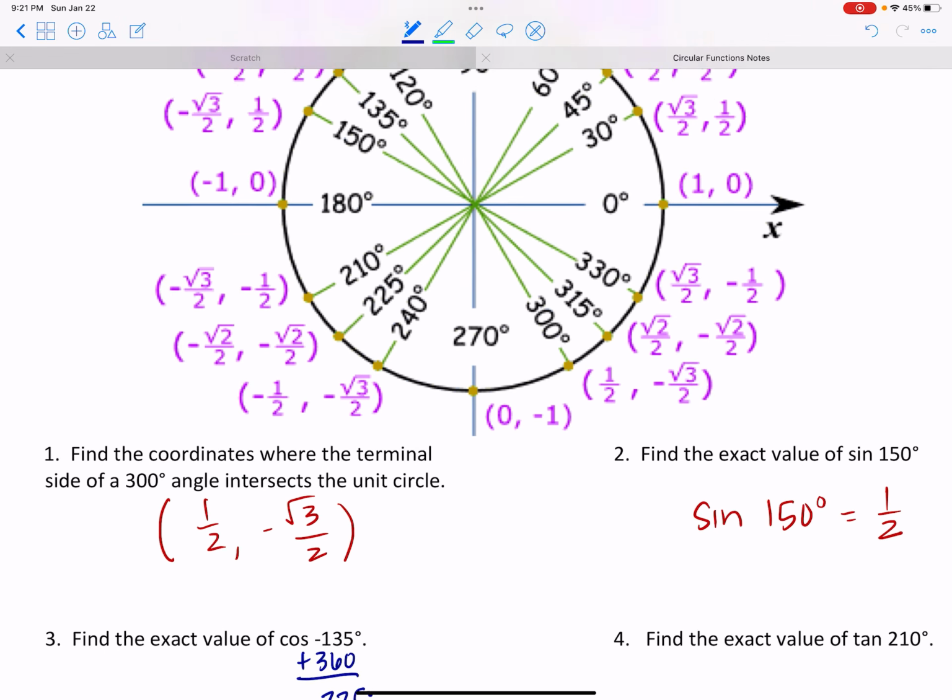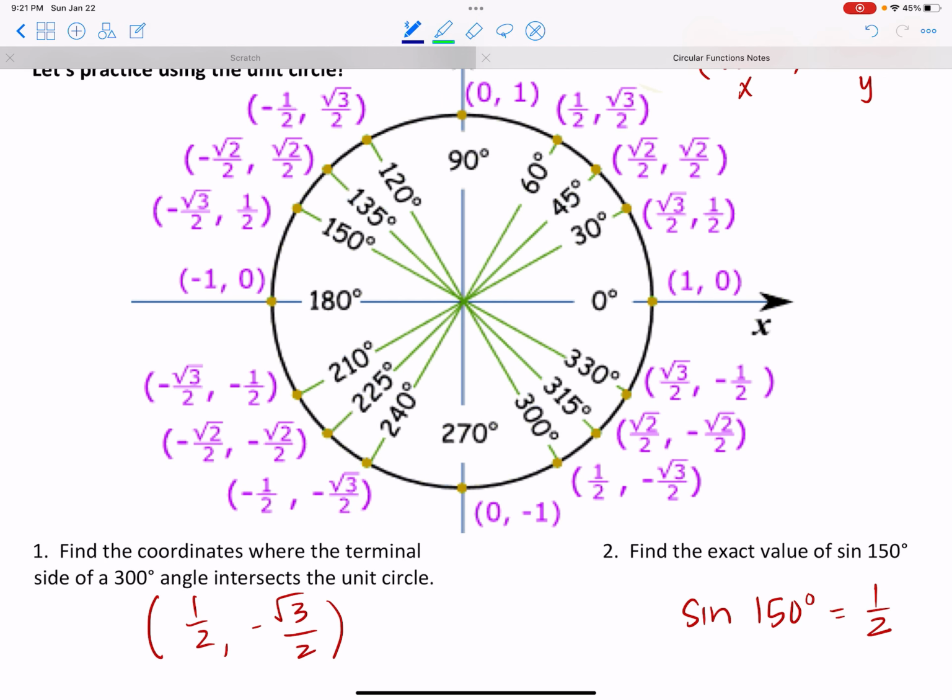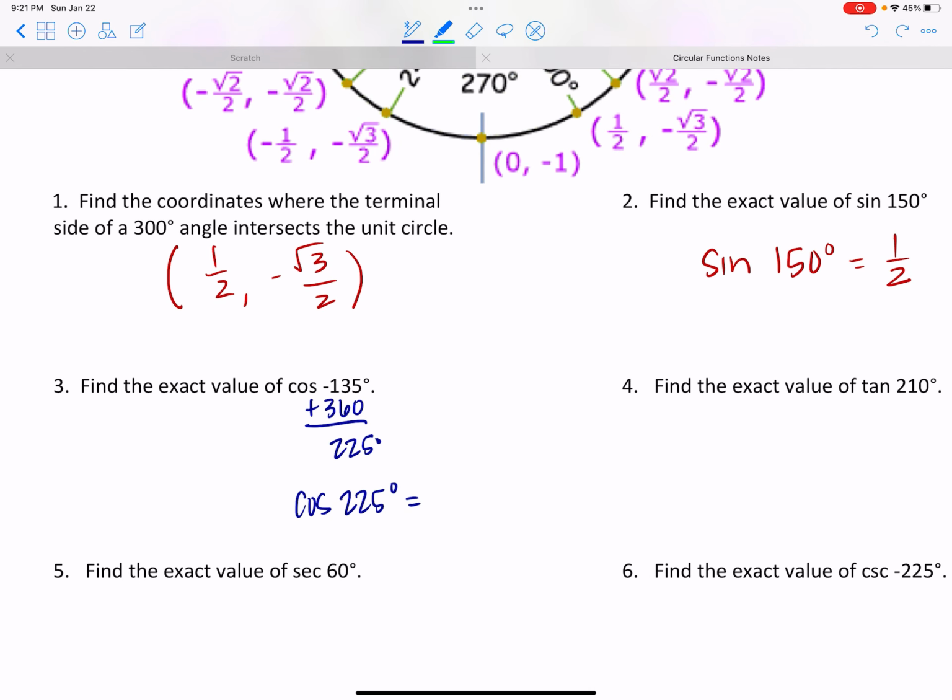And so I go to my unit circle again, 225 degrees. That is this angle right here. Cosine is the x value in that coordinate. So that's going to be exactly negative radical 2 over 2. So back here, negative radical 2 over 2.